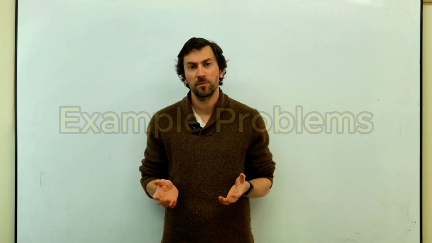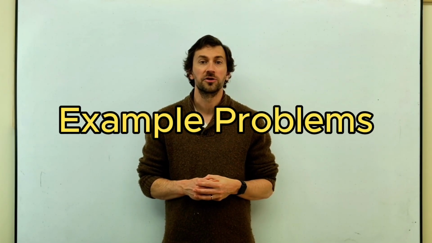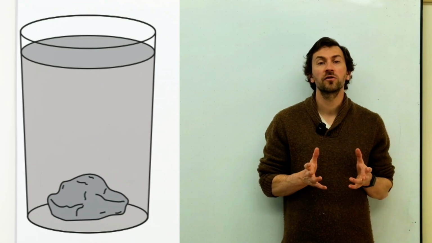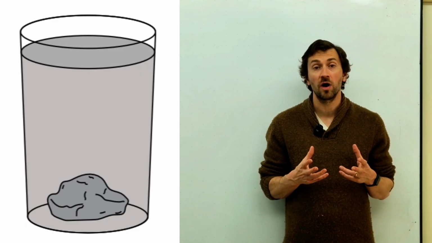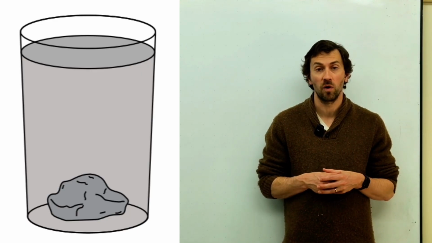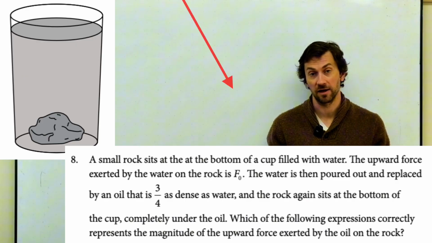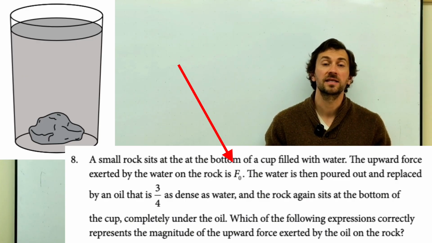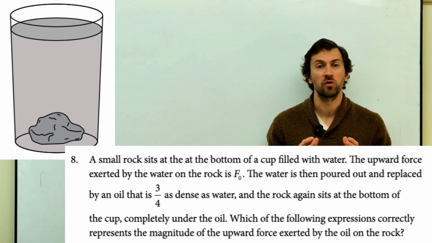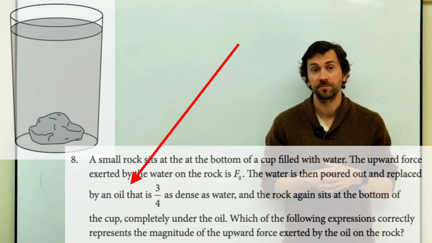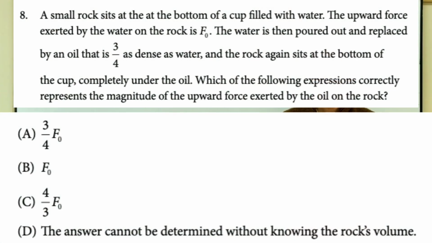Here are two example problems from AP Physics on the topic of fluids. In the first problem, we see a picture of a rock inside a bucket of water, and it says that there's an upwards buoyancy force F0. And then it says that it replaces the water with oil, which has a different density. It asks us to calculate the new upwards force when the density is 3/4 the density of water.